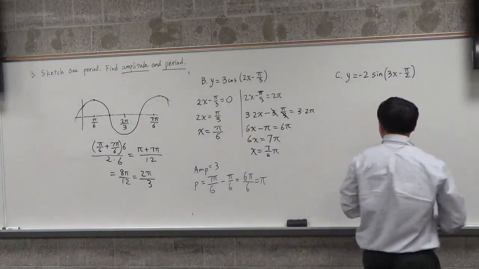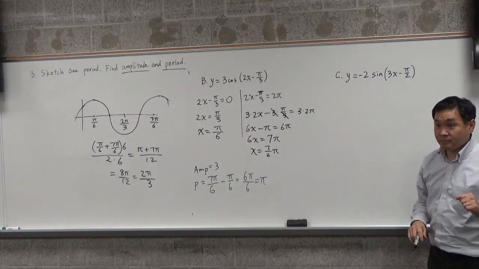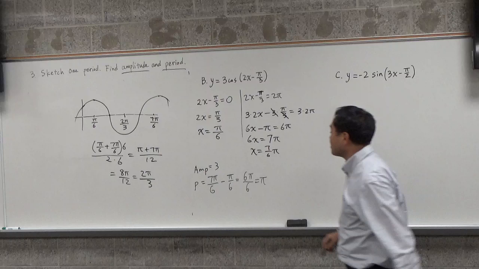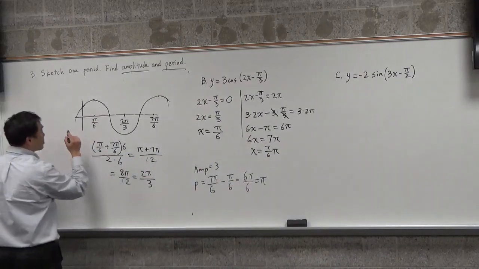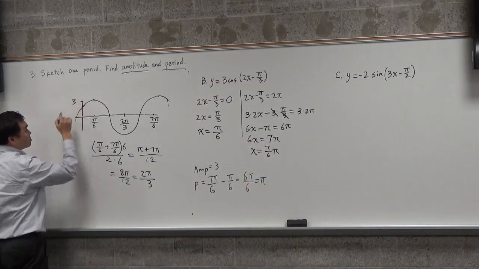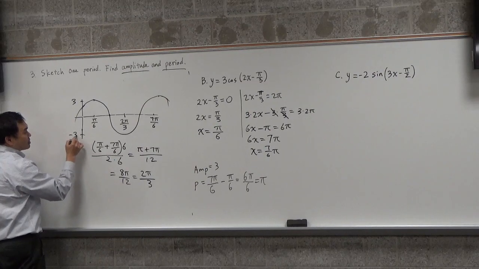Does the graph still extend from 3 to negative 3? Oh, yeah, thank you. I forgot that. So the amplitude is 3, so this is 3, and that's negative 3.